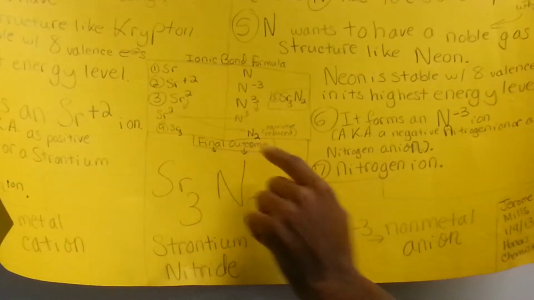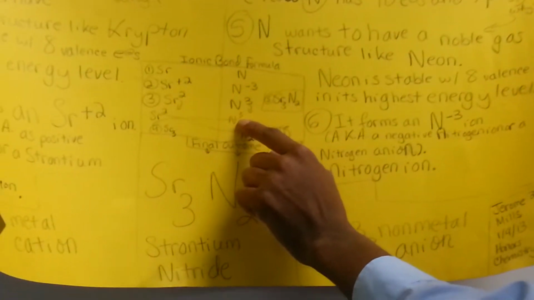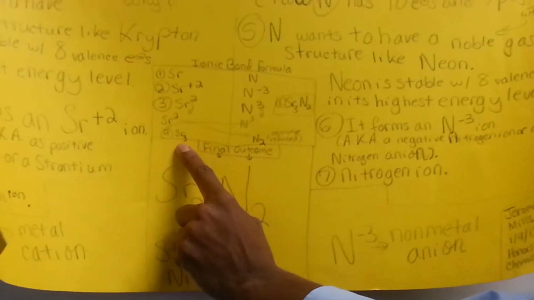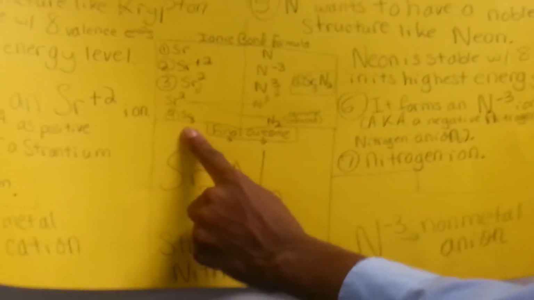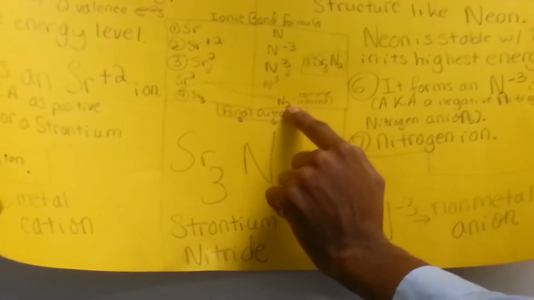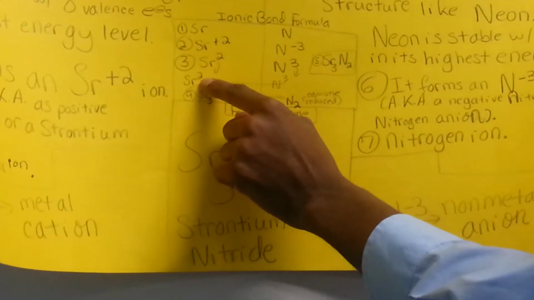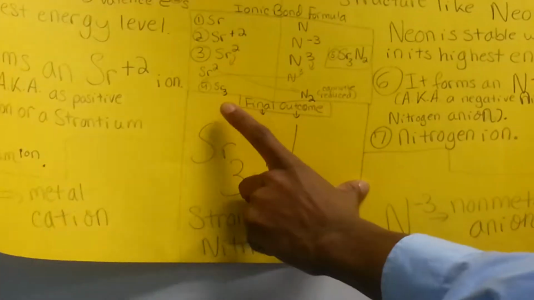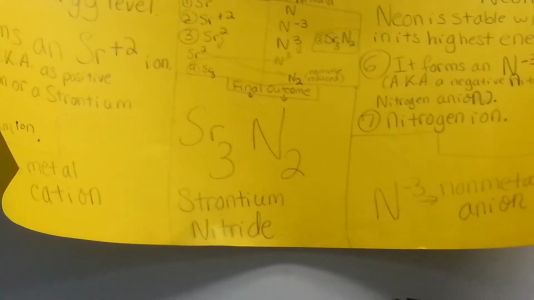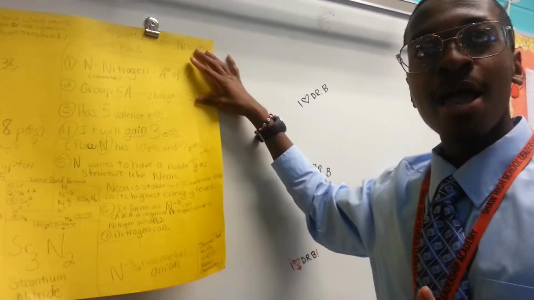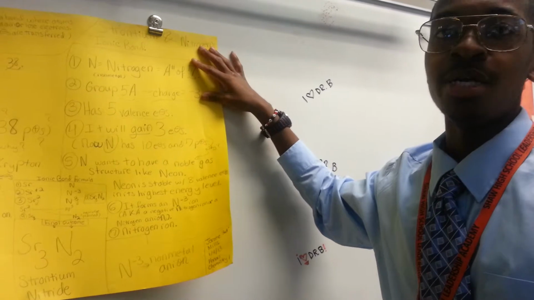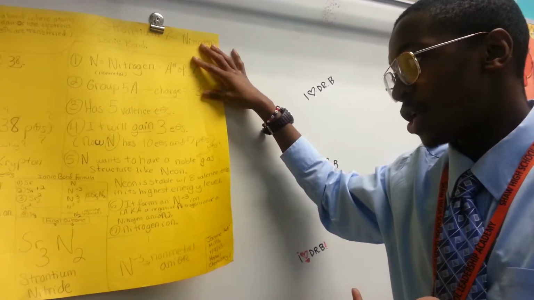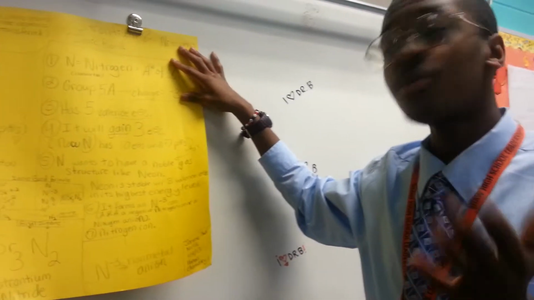Crisscross the superscripts. The 3 from N will move over here by strontium, and they'll become Sr3. The 2 from strontium will come over here at the bottom of N and become N2. Sr3 N2 cannot be reduced because there isn't a number greater than 1 that you can divide both by. For 2, all you have is 2 and 1. For 3, all you have is 3 and 1.